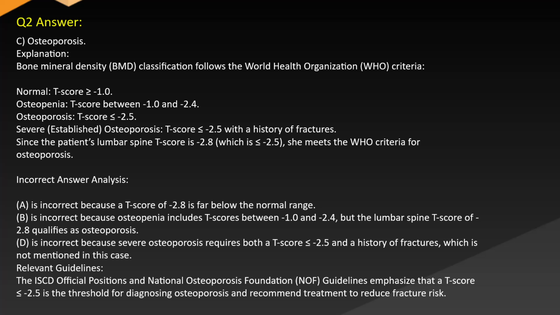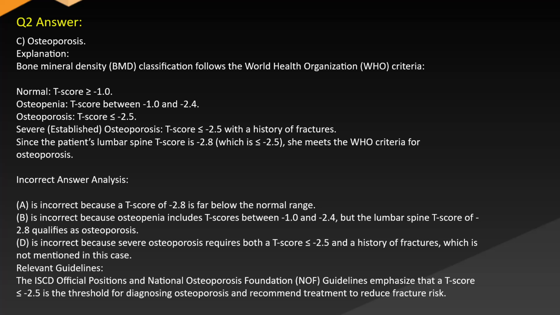Answer. C. Osteoporosis. Explanation. Bone mineral density (BMD) classification follows the World Health Organization (WHO) criteria. Normal. T-score greater than or equal to negative 1.0. Osteopenia. T-score between negative 1.0 and negative 2.4. Osteoporosis. T-score less than or equal to negative 2.5. Severe established osteoporosis. T-score less than or equal to negative 2.5 with history of fractures. Since the patient's lumbar spine T-score is negative 2.8, which is below negative 2.5, she meets the WHO criteria for osteoporosis.